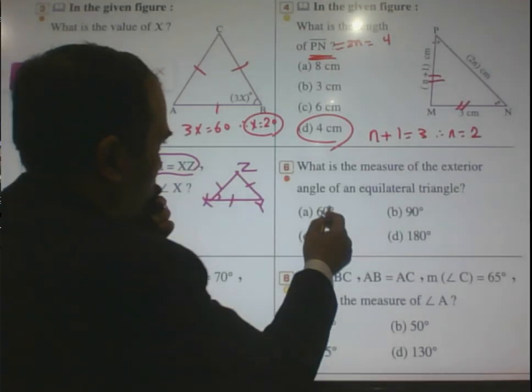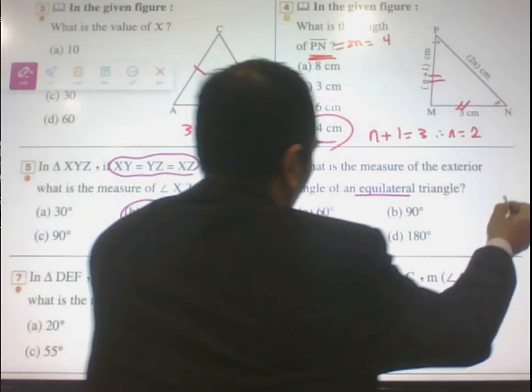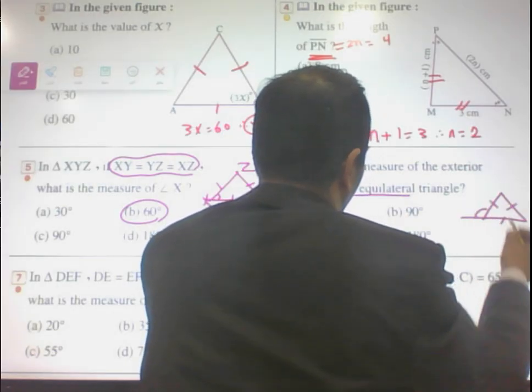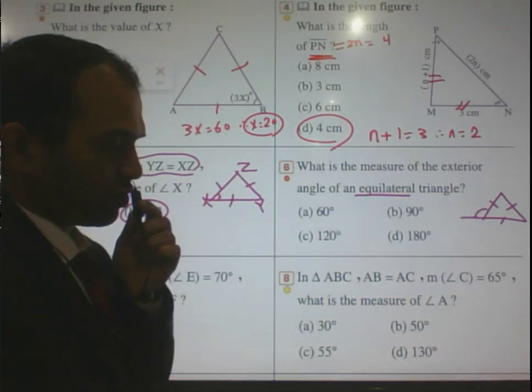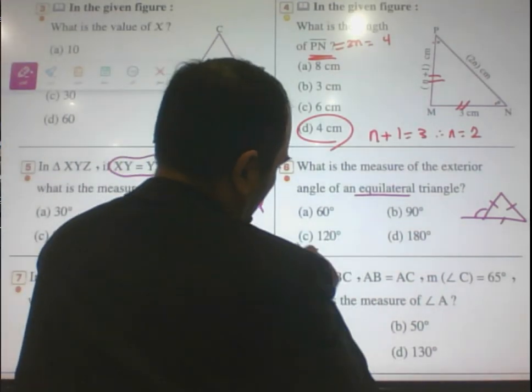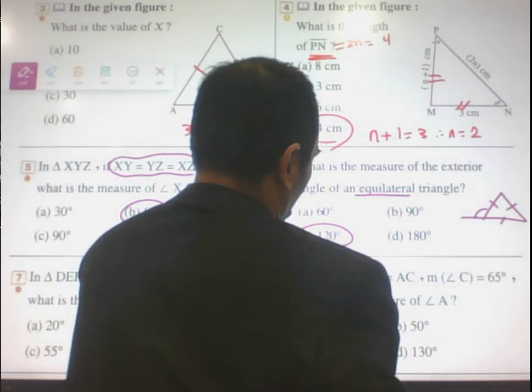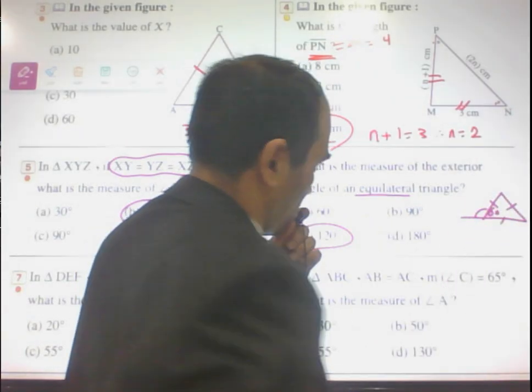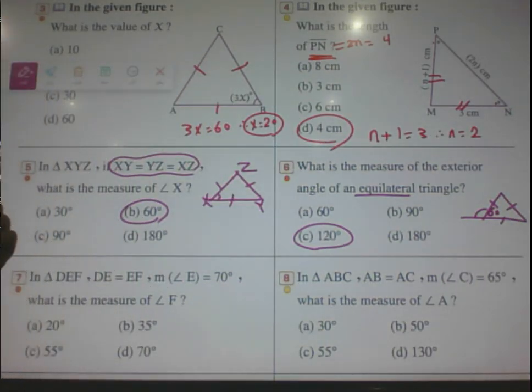What is the measure of the exterior angle of an equilateral triangle? If we have here an equilateral triangle like this, we call this angle exterior. The exterior angle will be 180 subtract 60, it will be 120 degrees. Then the measure here will be 120 because the interior angle is 60, then exterior 120.